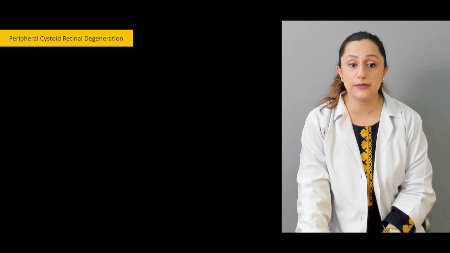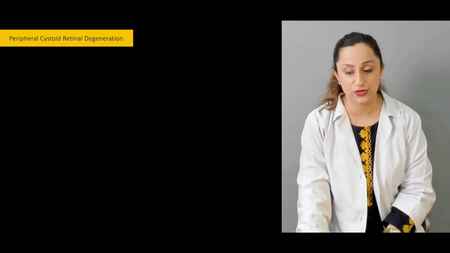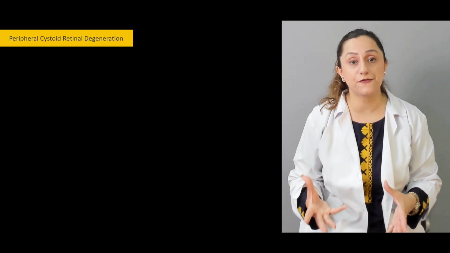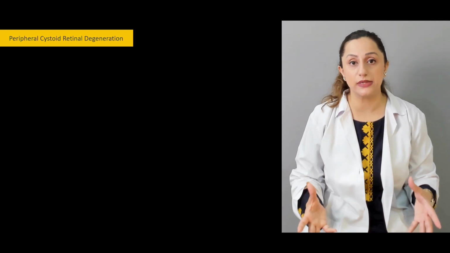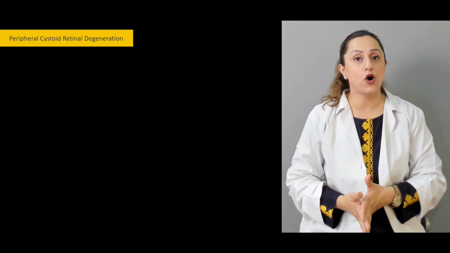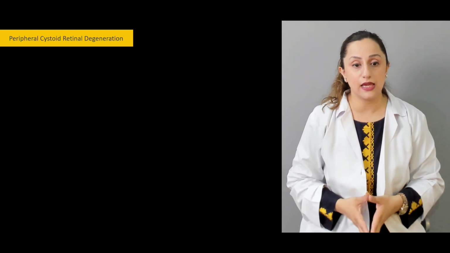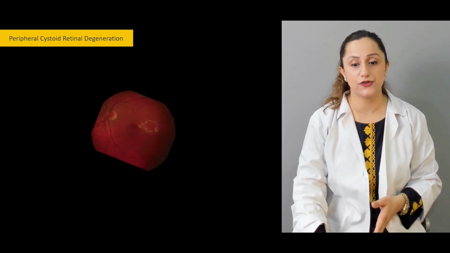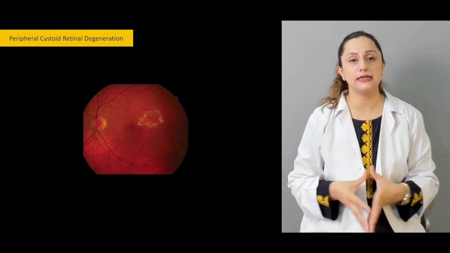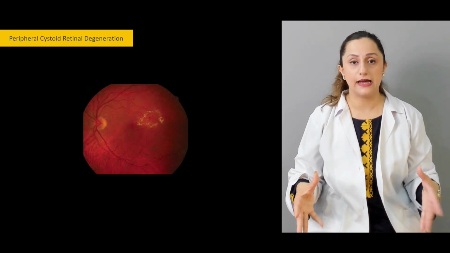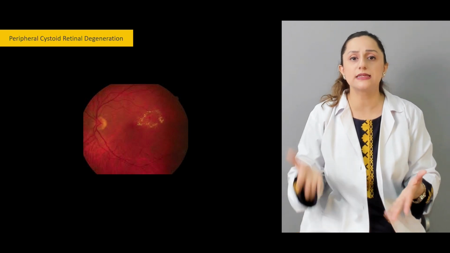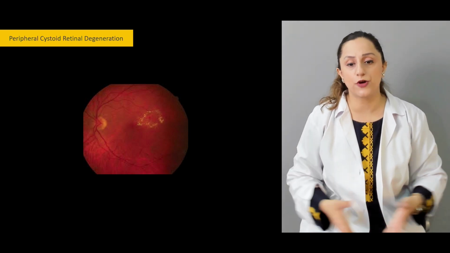Another variant is the peripheral cystoid retinal degeneration. Again, you like to appreciate the fact that this is a senile phenomenon. This is age-related, more common with advancing age. These cysts are sometimes seen at the periphery. Sometimes ERGs are performed in these individuals, or advanced testing, if needed, can be performed.